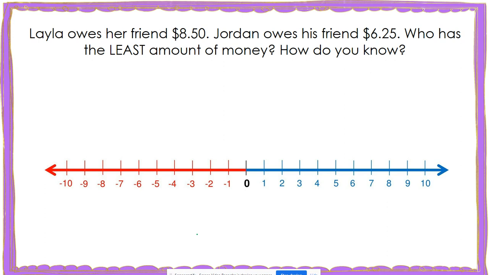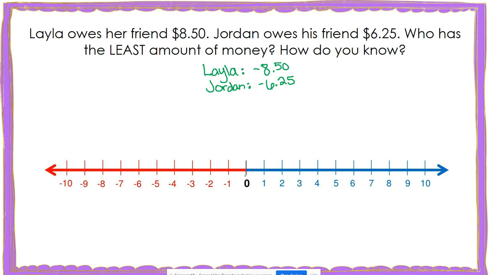Layla owes her friend $8.50. Jordan owes his friend $6.25. Who has the least amount of money, and how do you know? Well, let's think about what Layla has. If Layla owes money, then that means that she has a negative amount of money. So she has negative $8.50. Jordan also owes money, so that means Jordan also has a negative balance, which would be negative $6.25.